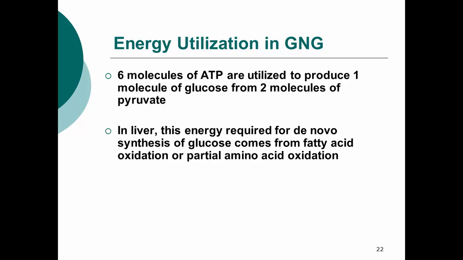Okay, so energy utilized in gluconeogenesis: the whole process requires 6 ATPs if pyruvate is utilized for gluconeogenesis, right? And the energy for these ATPs comes mainly from fatty acid oxidation and partial amino acid oxidation, right?